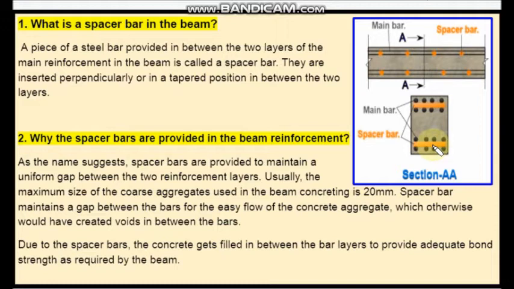Usually, the maximum size of the coarse aggregates used in beam concreting is 20 mm. A spacer bar maintains a gap between the bar layers so that the concrete and aggregate flow easily in between those bar spacings, so that voids won't get created in between these layers. Due to the spacer bar, the concrete gets filled in between the bar layers to provide adequate bond strength as required by the beam. So this is the reason we provide spacer bars in the beam reinforcement.